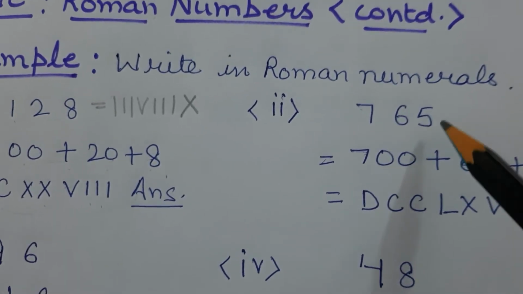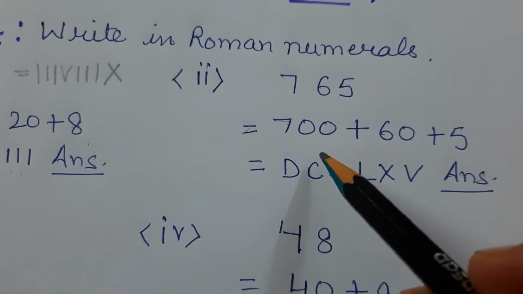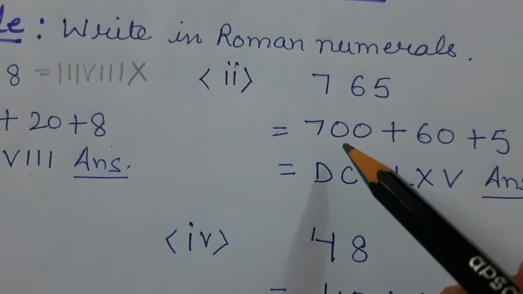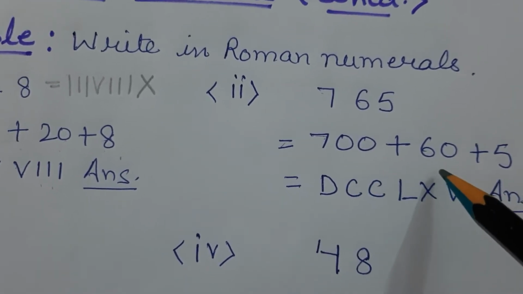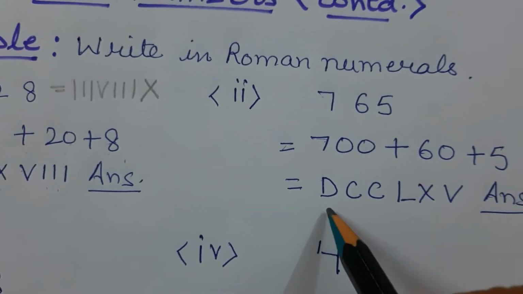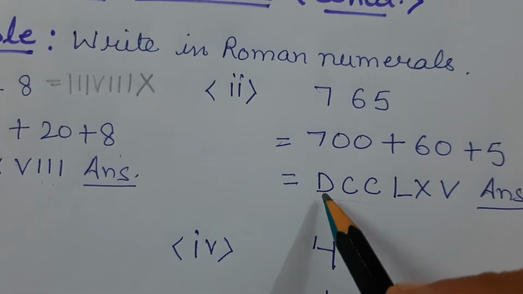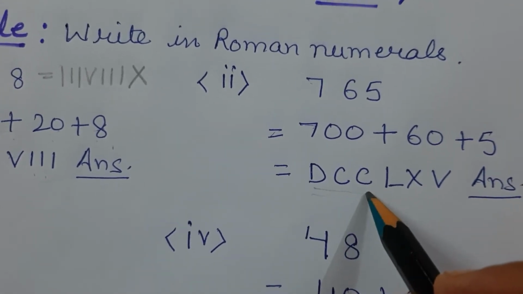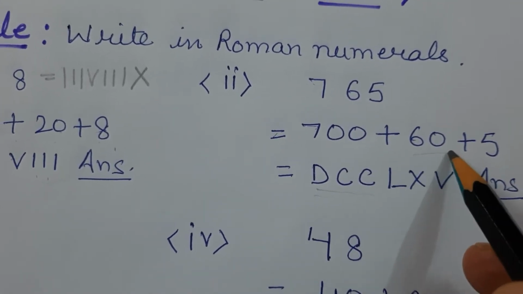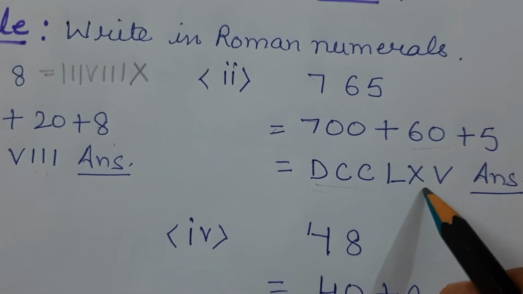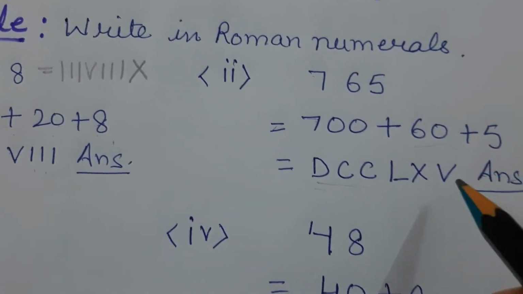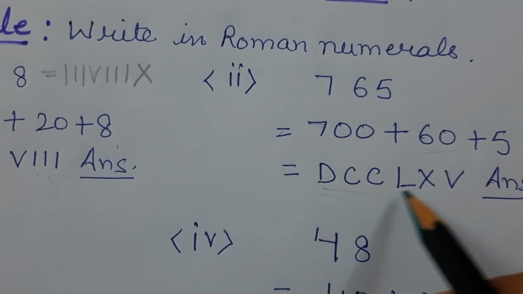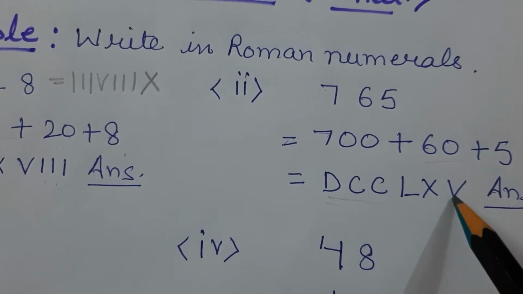Next is 765. Again we will split this number according to its places. So this is 700 plus 60 plus 5. Now the symbol for 700 is 500 plus 100 plus 100. The symbol for 60 is 50 plus 10. Then the symbol for 5. See how easily you are able to form this big number.